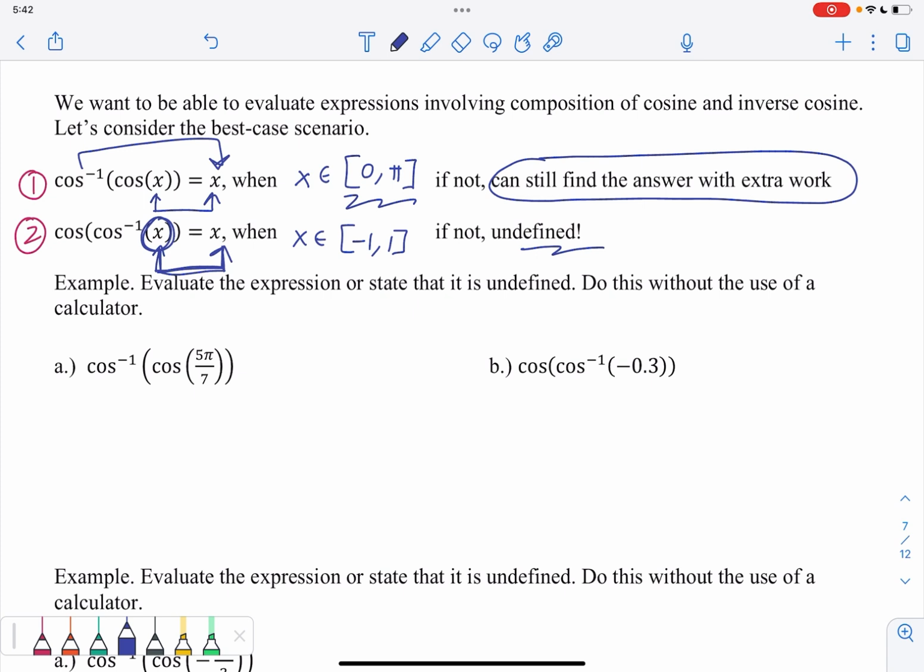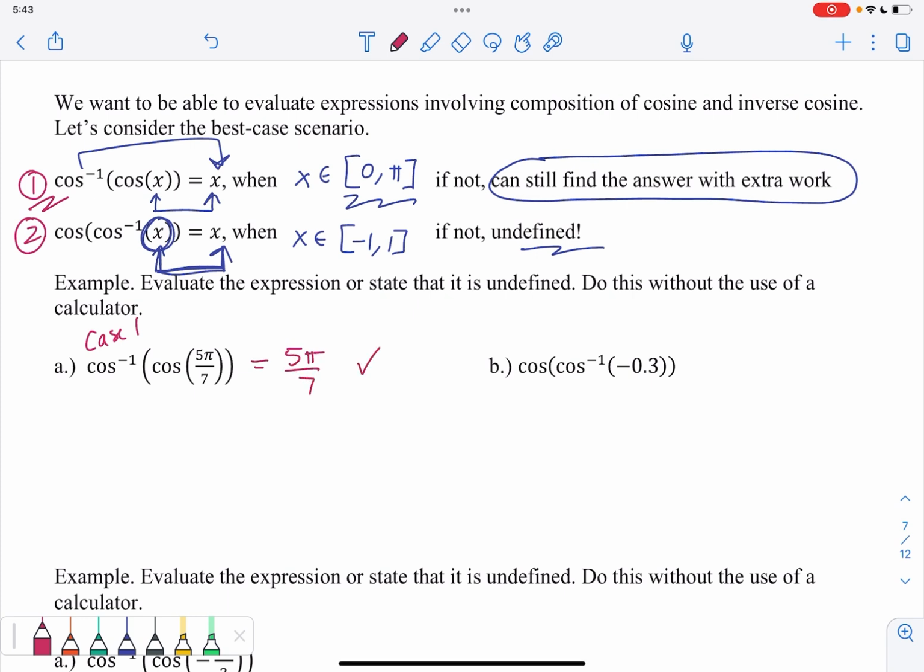So let's look at this example. Evaluate the expression or state that it is undefined. Do this without the use of a calculator. Okay, so this is case 1, where the input angle is between 0 and pi. 5 pi over 7 is in between 0 and pi. So in this case, when that happens, we get that the whole thing is just equal to the input angle. And then you're just done.